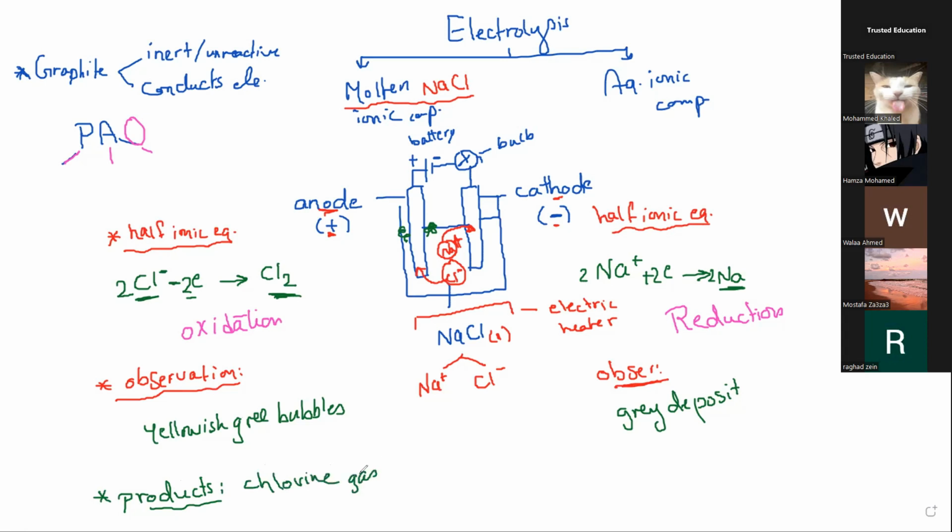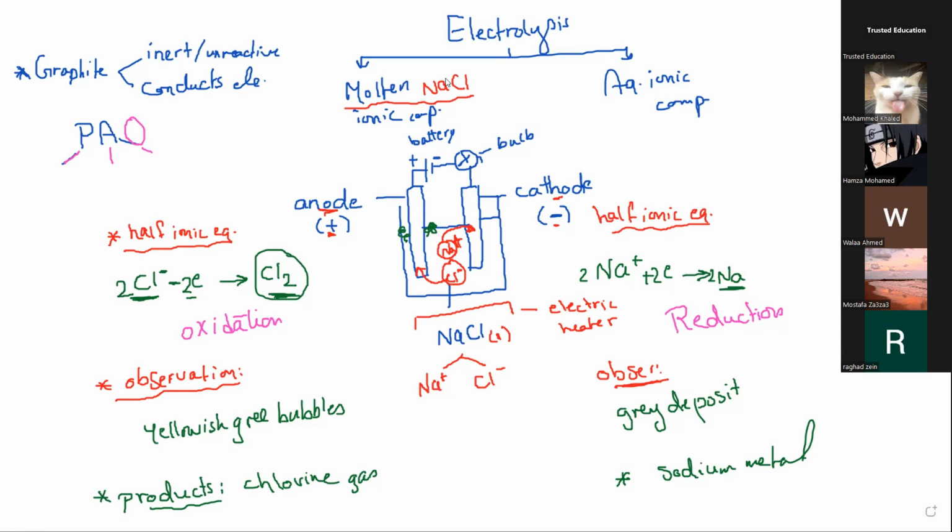If your answer was chloride, and this is a very common mistake, the answer will be wrong. It's not chloride. Chloride actually is my reactant. Chlorine is my product. And the product on the other side is the sodium metal. Is this point clear? Any question about this? Okay, this is the molten sodium chloride.